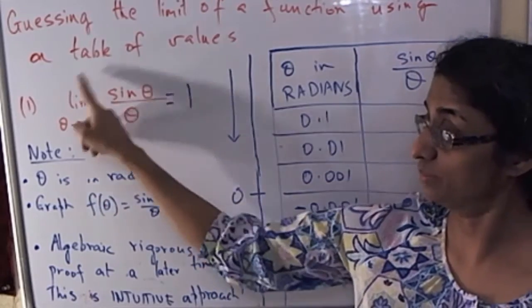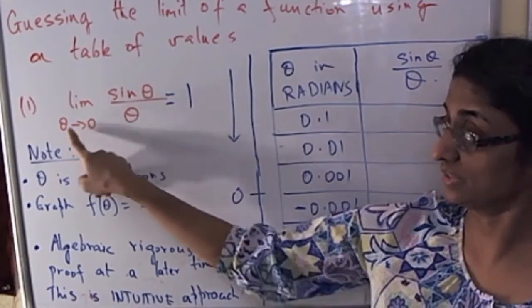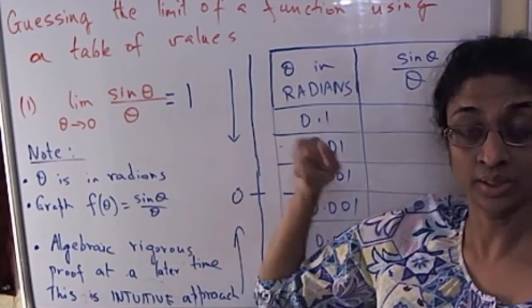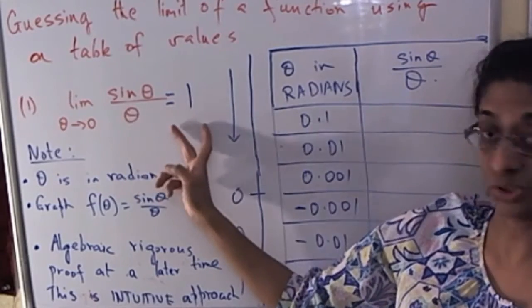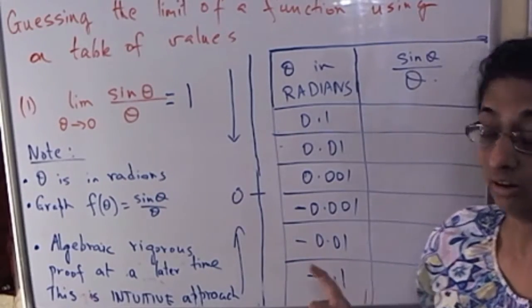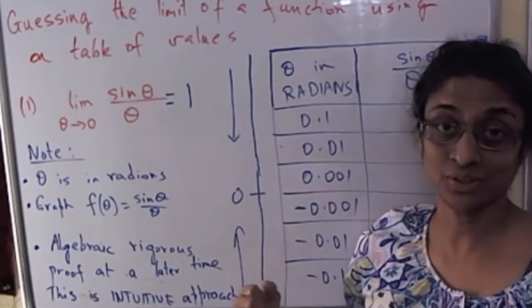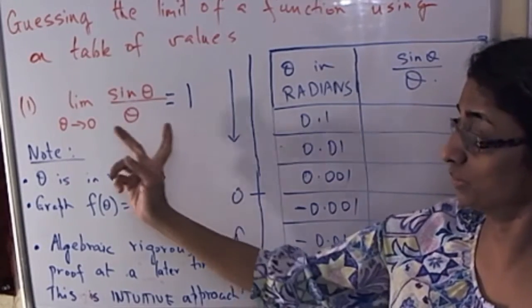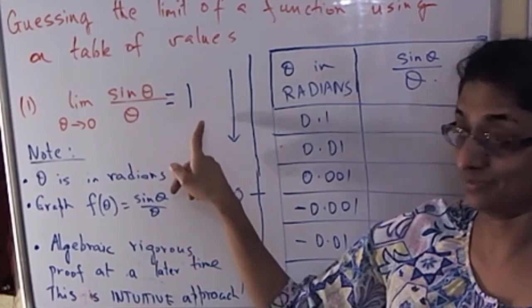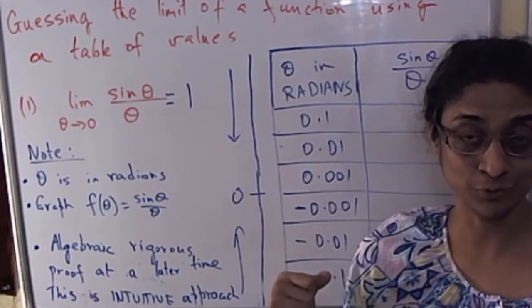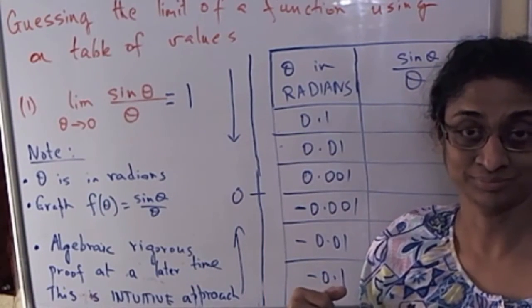So anytime you see limit sine of theta over theta as theta goes to 0, I want you to be able to remember that the limit is 1. Hopefully this way of exploring the limit is sufficient for now to informally convince you that the limit is in fact 1. Now let's look at a few more limits.